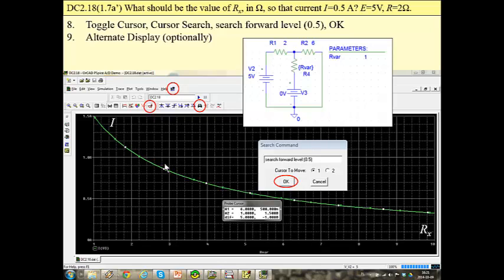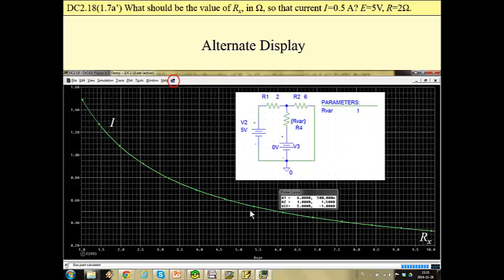And now we are looking for the level of 0.5, and for this level, search forward level 0.5. For this level we may read that the value that we are looking for is 6, and this completes the simulation. Now this is an alternate display of the same window.